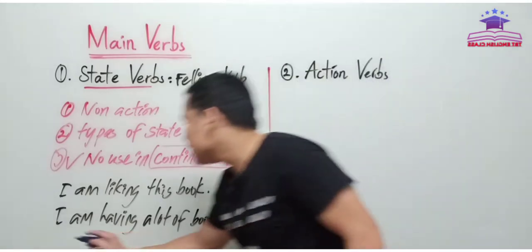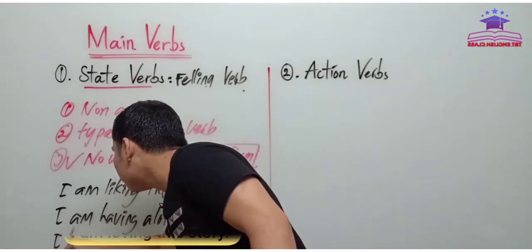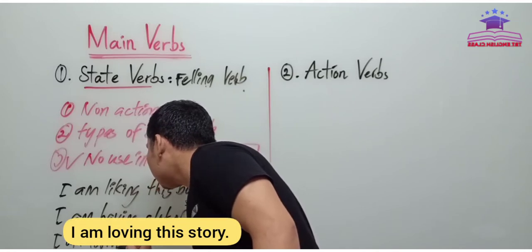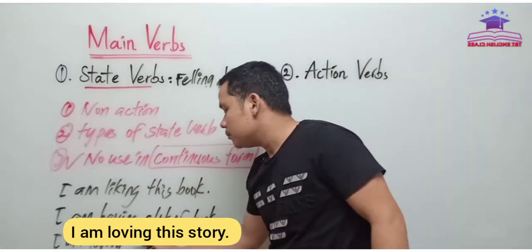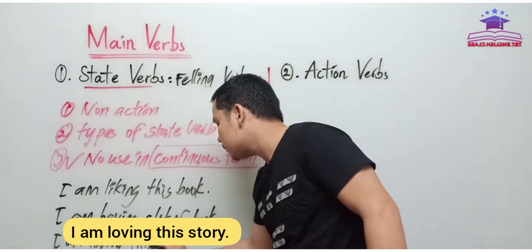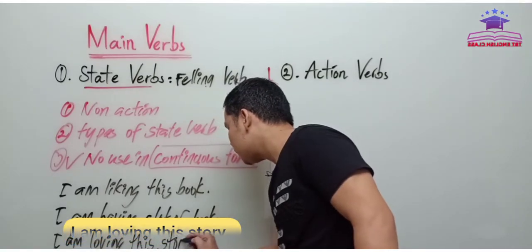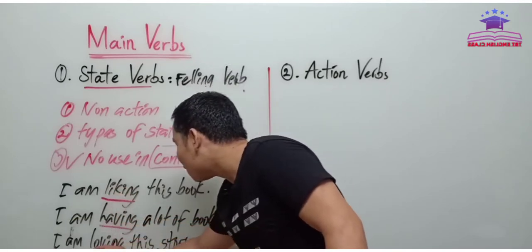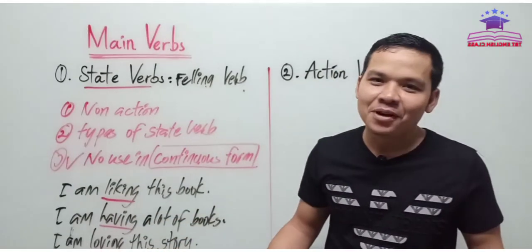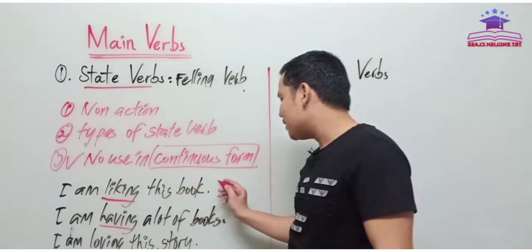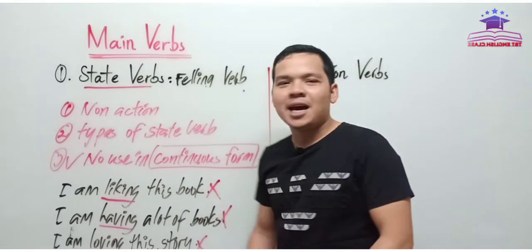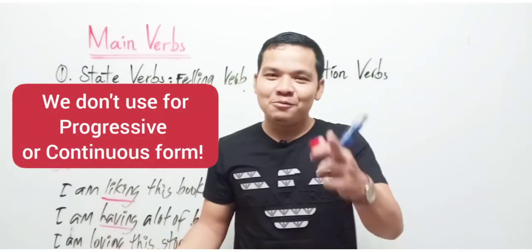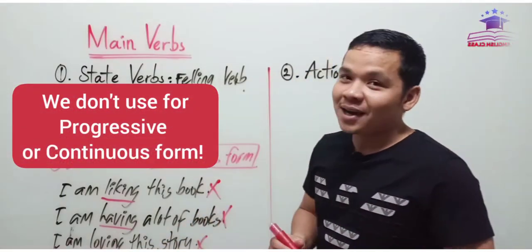Am I right? I am loving this story. When I use a stative verb in progressive form, can I? Everyone? No, you cannot use it. So they are wrong. We don't use stative verbs with progressive or continuous form.